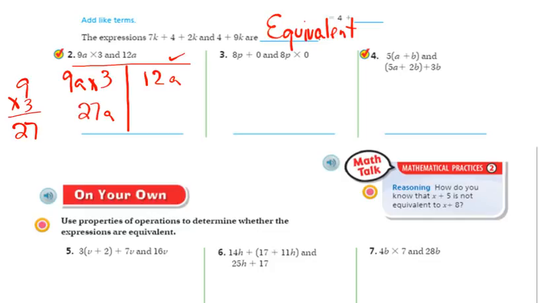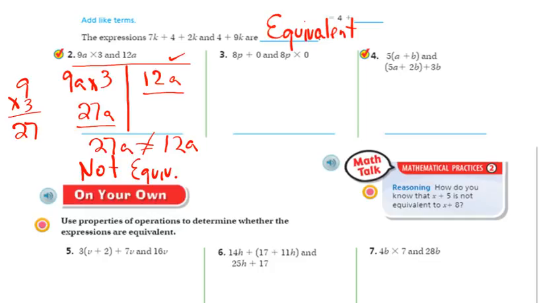So I have 27a and 12a. These expressions are not equivalent. So you would write in there, not equivalent. And you can abbreviate that too, that's not a problem. Okay, let's get into question 3 here, and then I'm going to let you try a couple on your own here.